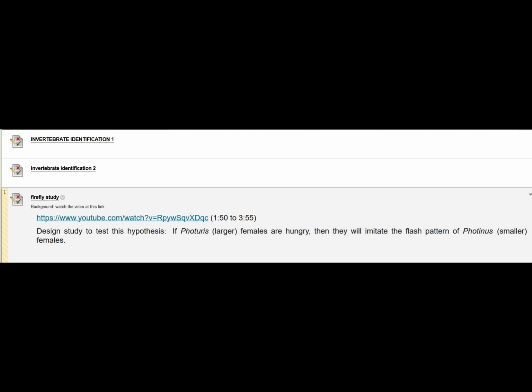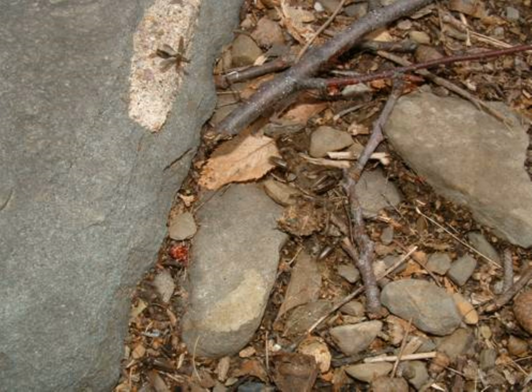There was an activity on a scientific study involving lightning bugs and their flashing. So I might give you a simulation of this and ask you, what's the dependent variable, what's the independent variable, what was measured in the study. And so you might want to review that.